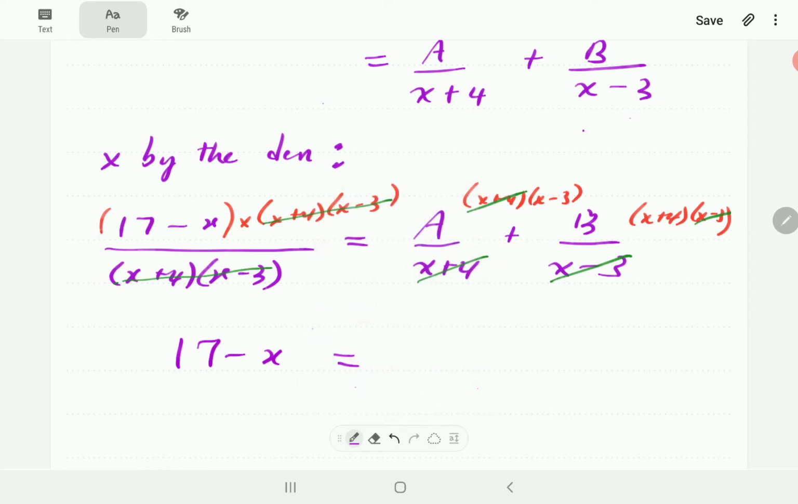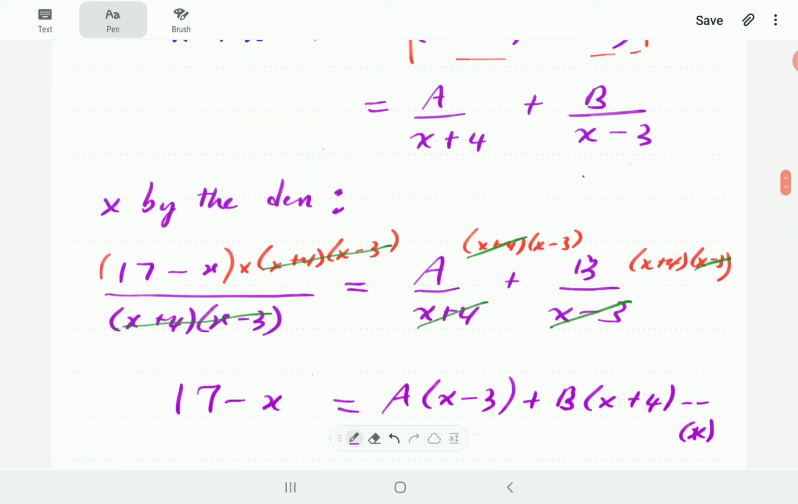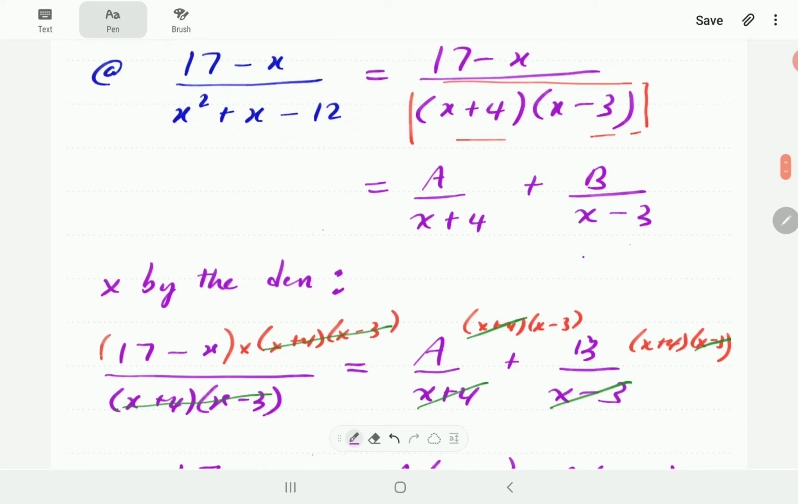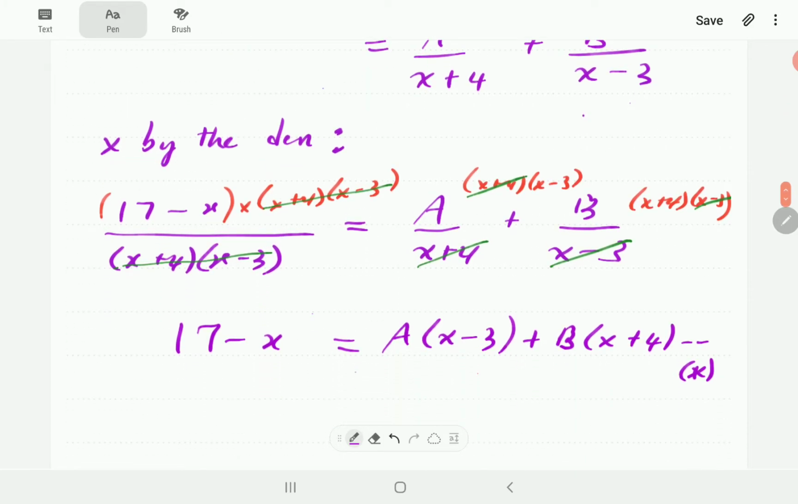So on the right hand side we're going to end up with a into x minus 3 plus b into x plus 4. This is going to be an important equation. Let's name it equation asterisk. You're going to notice what has happened here is some kind of cross multiplication where this term is now multiplying a and this term is now multiplying b, and the denominator has disappeared. So basically this step has just cleared all the fractions.